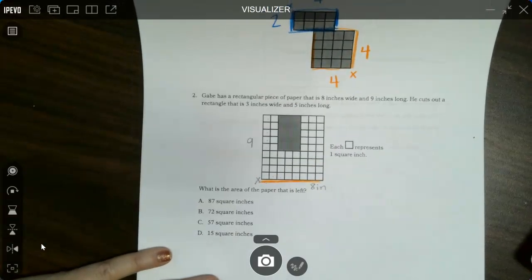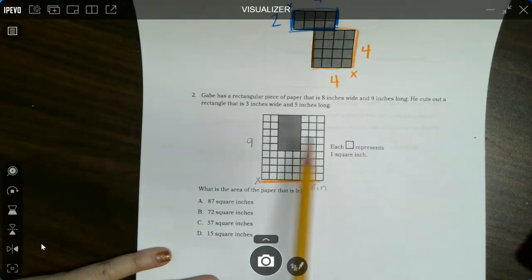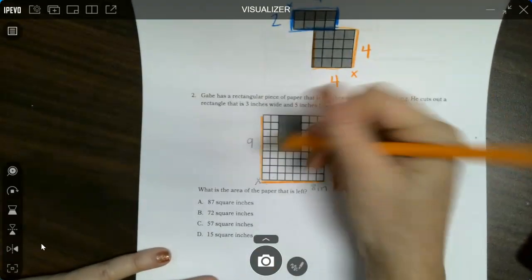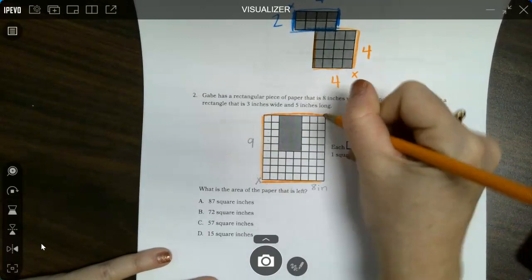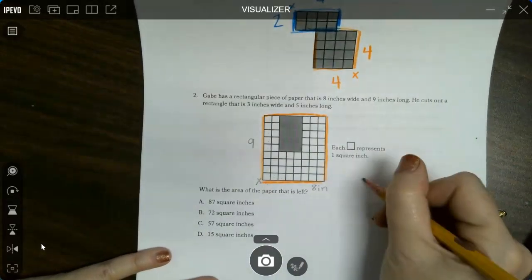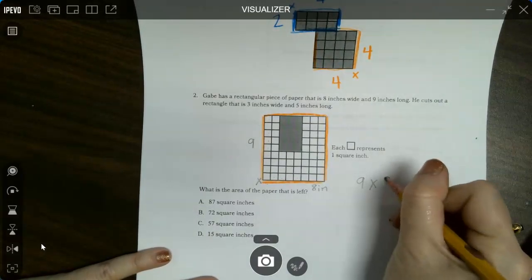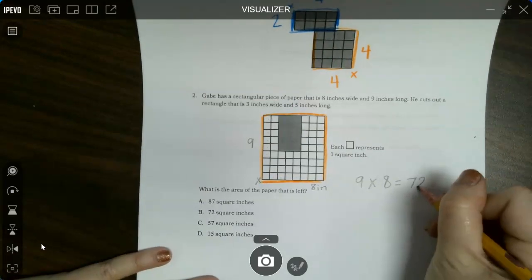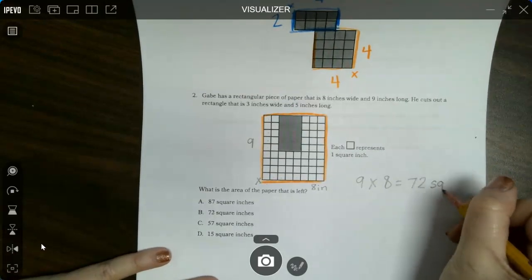However, he has cut out a piece or removed a piece. So one of the things that we talked about is when we have a problem like this, we can first find the area of the whole rectangle. So I would need to solve 9 times 8, which equals 72 square units, or square inches in this case.